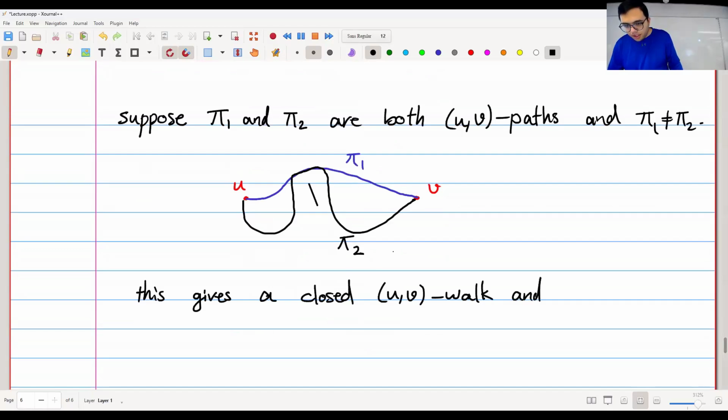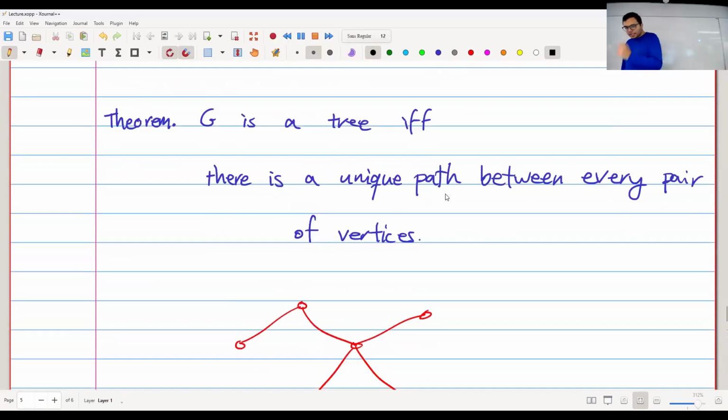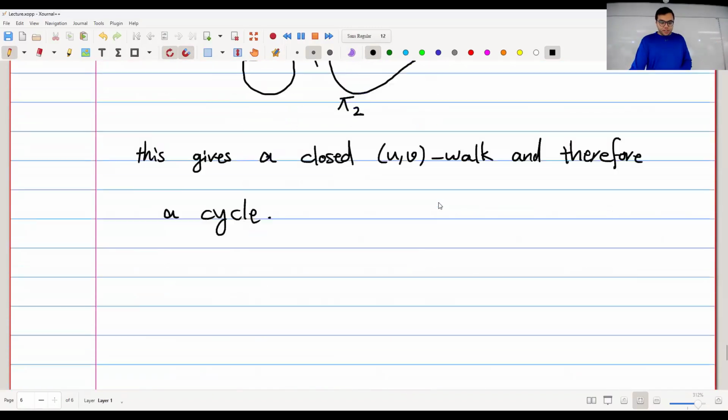And therefore a cycle. So the cycle is not necessarily containing both U and V. Again, as you can see here, I have a cycle on this side. I just know that I have a cycle. And this is a contradiction with it being a tree. So what we've proven so far is that if G is a tree, then there is a unique path between every pair of vertices. Now I want to prove the other side.